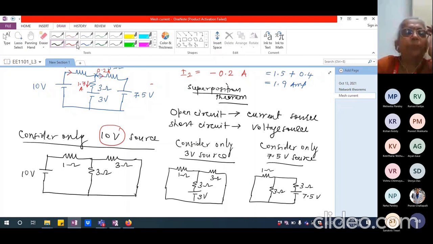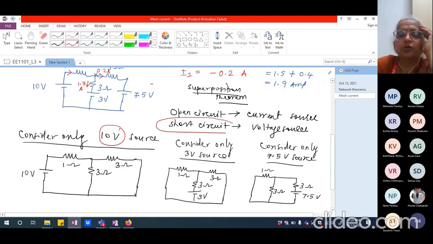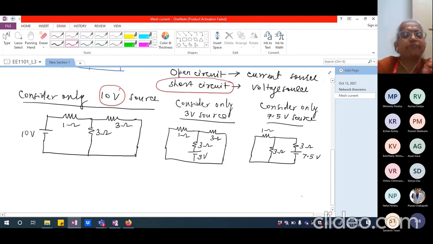So we have open circuited the current source, because there is no current source. But we have short circuited two voltage sources which are not being considered at any point in time. Now let us try to calculate what kind of current I have here. So 3 and 3 put together in parallel combination, I'm going to have 1.5 ohms here.